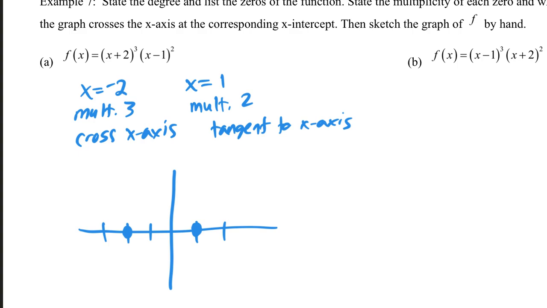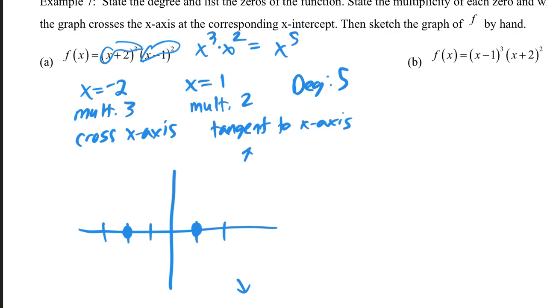I need to know what the end behavior is. So I need to know, does this right side go up or down? How do you figure that out? I need the standard form, sort of. Do I need the entire standard form? I just need the leading term, right? So I just need to know what is x cubed times x squared. X to the 5th. So this is a degree 5. So I know the behaviors are opposite. One side goes up, one side goes down.